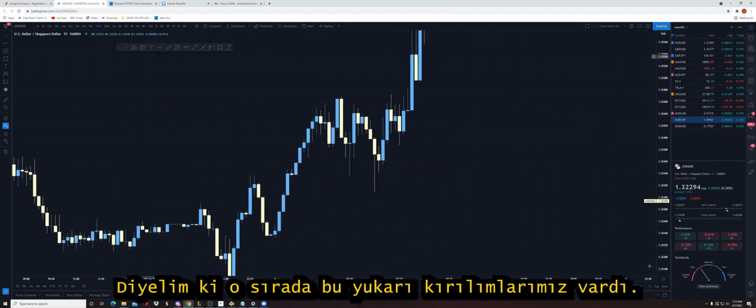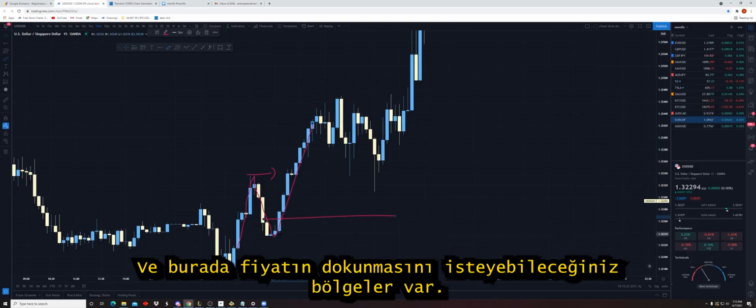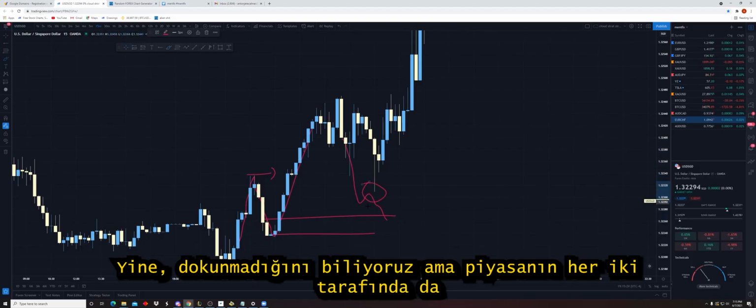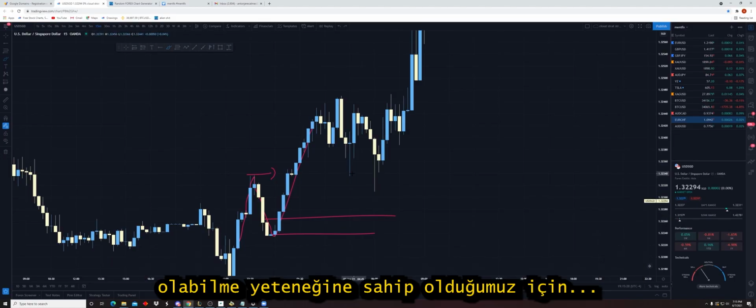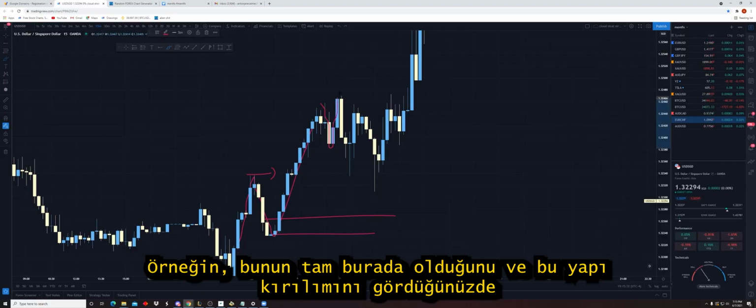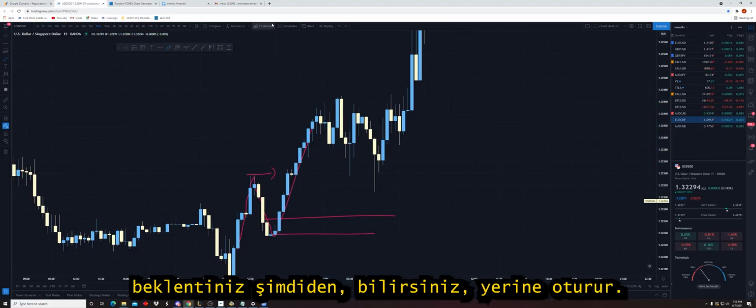So let's assume that at the time, we had these breaks higher. This is a structure break higher, and you have zones in here that you might want to see price tap into. Again, we know that it did not tap into. However, because we're able to be in the market at either side of the market, when you saw this happen right here and this break of structure, your anticipation already falls in place.